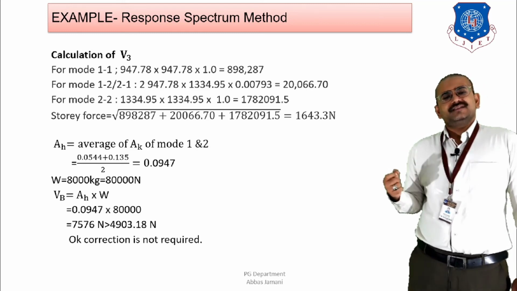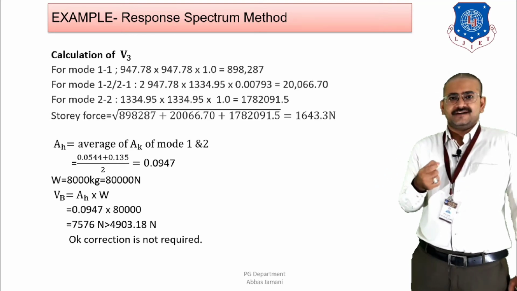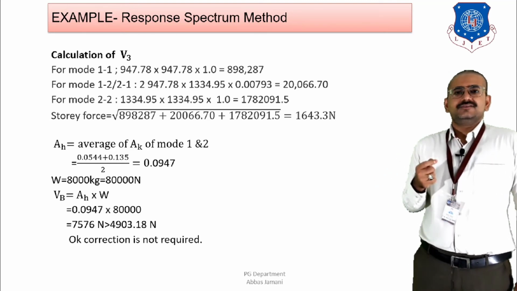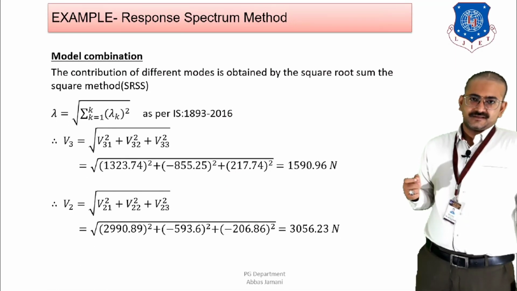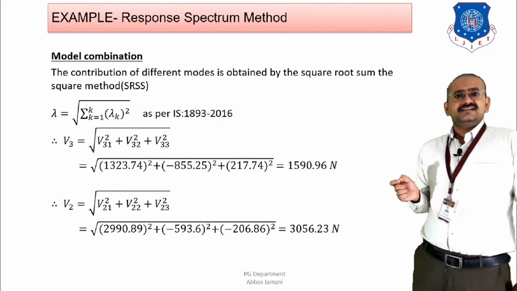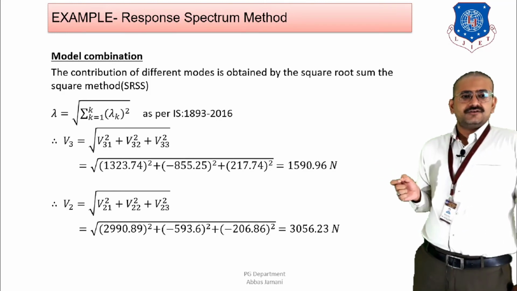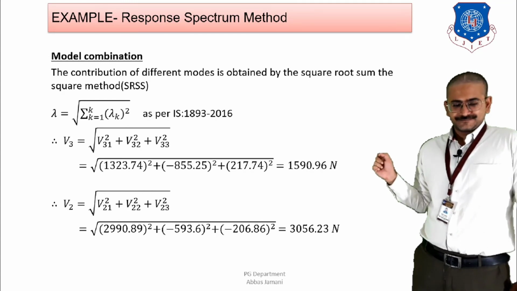Similarly, the next option for the combination of modes for the availability of lateral forces and base shear is the use of the SRSS method, that is, the square root of sum of squares method, right? So for the SRSS method, the formula is lambda is equal to under root of the summation for i equal to 1 to n of lambda i, the whole squared, right?